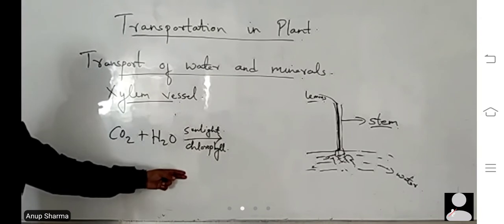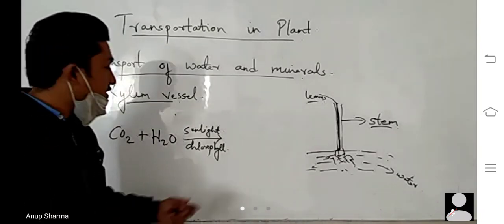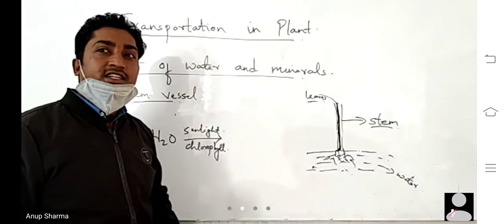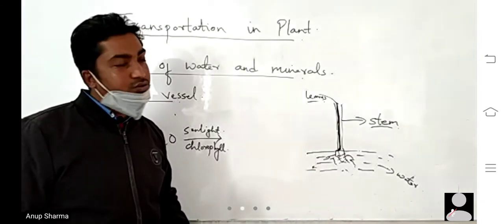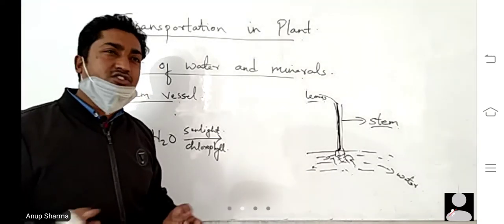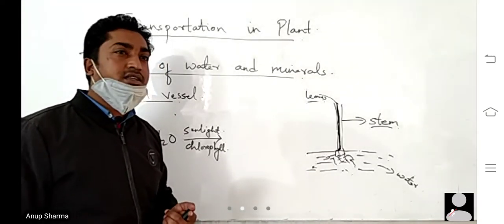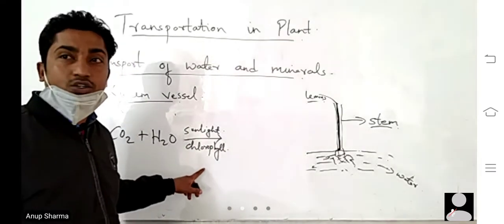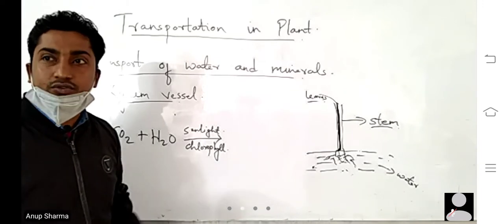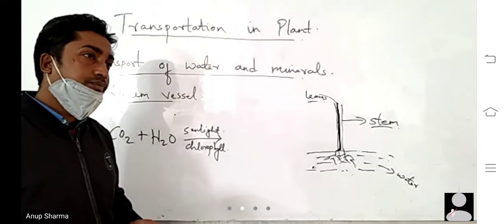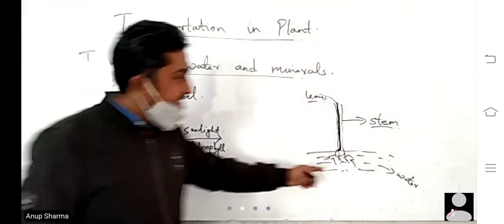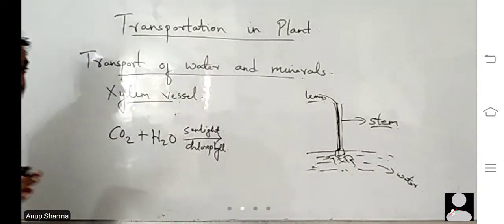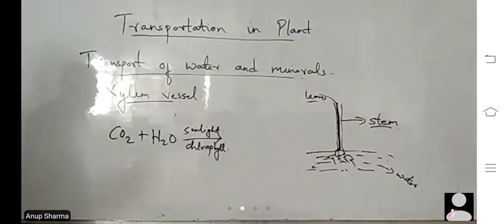Chlorophyll is also needed. That's why in some plants where there is no chlorophyll, they can't prepare their own food. Example, mushroom. Mushroom is not green. It doesn't contain chlorophyll, so they can't prepare their own food. They get the food from dead and decaying organisms from the soil only. Got it?